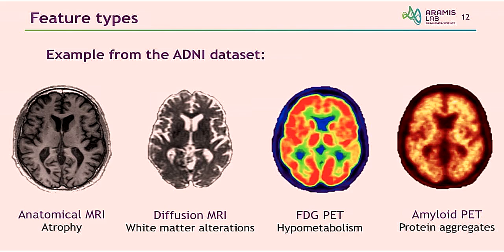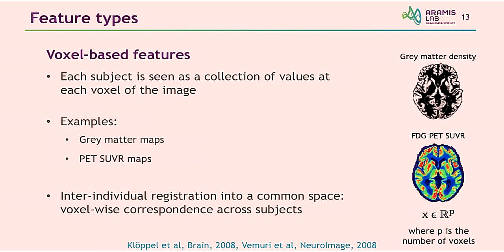But these are actually quite raw data, and it's not really what you're going to feed to your classifier. Before, you need to extract meaningful features from the data. There are several types of features. You can first look at voxel features. Here, basically, your subject is seen as a collection of values at each voxel of the image. You can typically do that when you look at gray matter maps, for example, or PET SUVR maps.